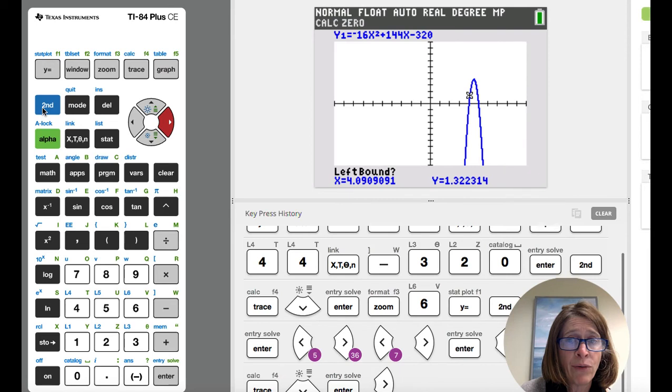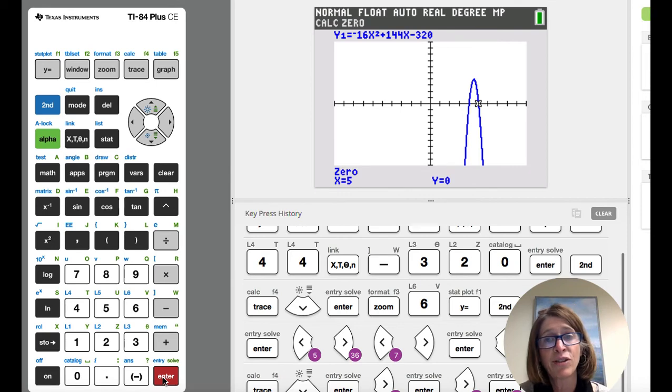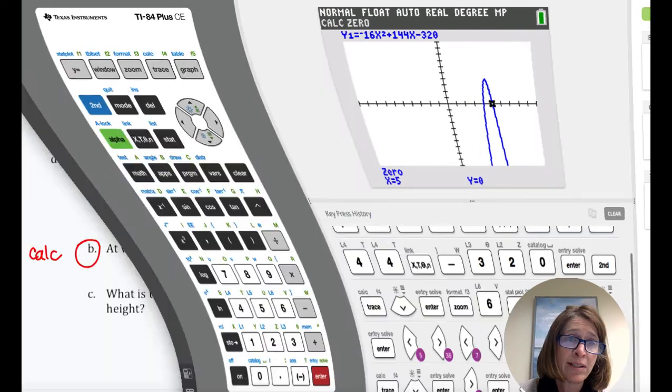I'm going to arrow over to the other side. I want to be on the left side of the 0, so right about there. Enter, and then I'm going to keep going using the arrow to the bottom. Enter, I want it to guess, and I'm guessing it's going to give me 5. So 4 and 5 are my zeros, okay?